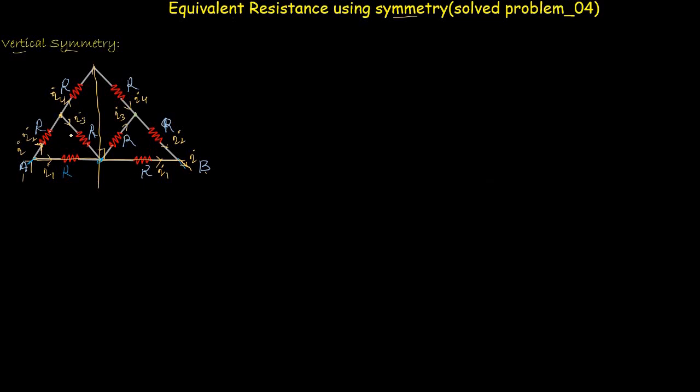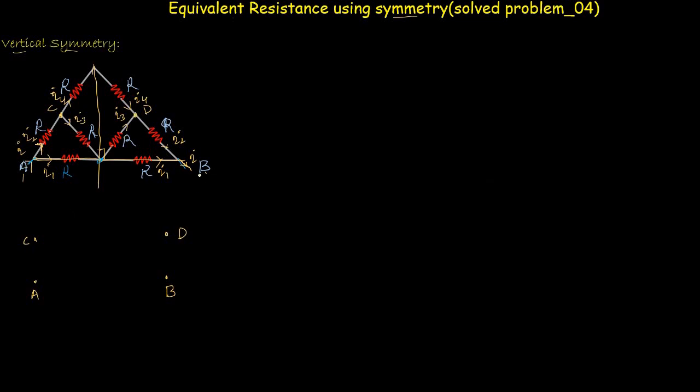Now for simplification purposes, let's call this point C and this point D. Now let's redraw the simplified version of this complex circuit. Let's say this point represents point A, this point represents point B, this point represents point C, and this point represents point D.